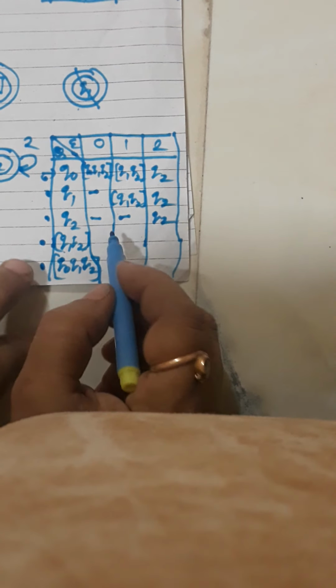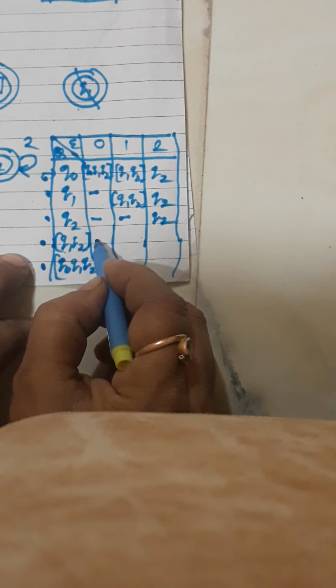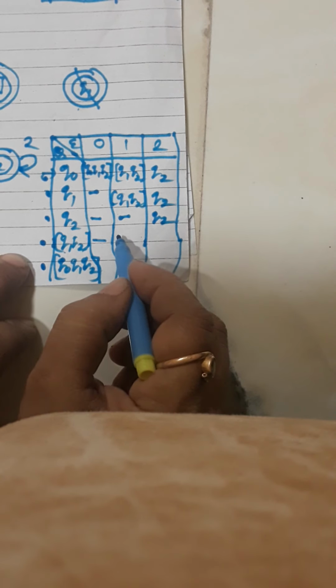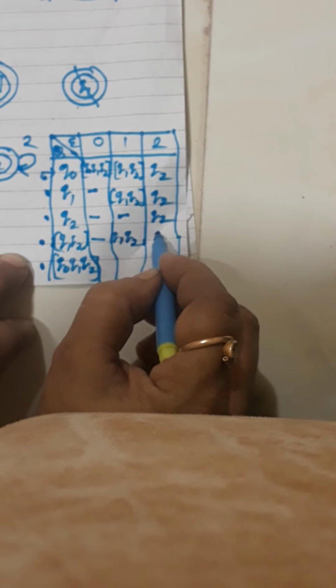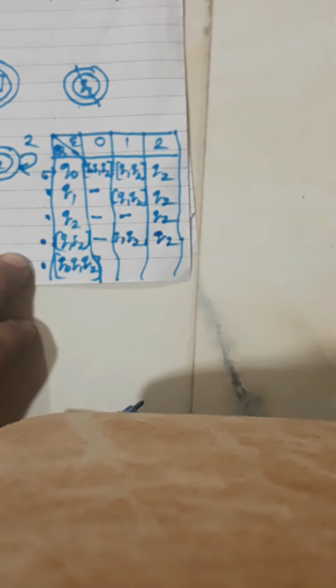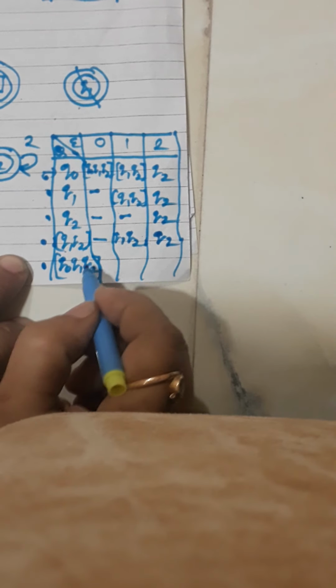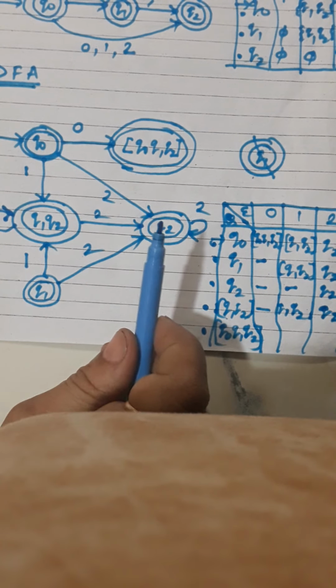Similarly, we have not considered. So what are the entries? Q1, Q2 on 0 moves nowhere. Q1, Q2 on 1 moves to itself, that is Q1, Q2, and here it is Q2. Same way, now there is a turn of this new state. We need to consider it, right?